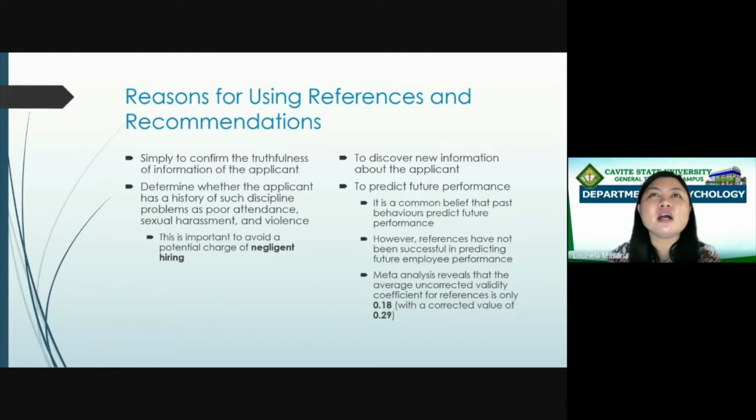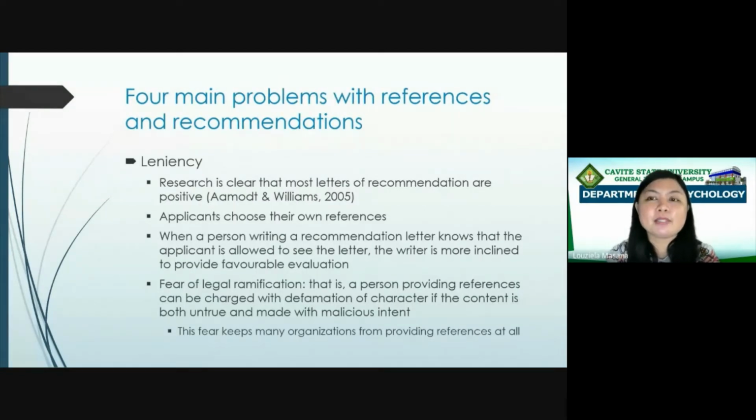Kasi kung nakalagay doon, yung mga characteristics ay magaganda, very qualified siya dun sa job, baka doon sa mga susunod na panahon na magpe-perform siya ng certain responsibilities relative to dun sa job ay magagawa niya ng maayos. There are 4 main problems with references and recommendations. Leniency, kasi lahat naman ng sinasabi sa reference check and letter recommendations magaganda. So hindi mo na minsan ma-determine kung ano ba talaga yung hindi naman, no one's perfect, but it adds something to your hiring or your promotion.